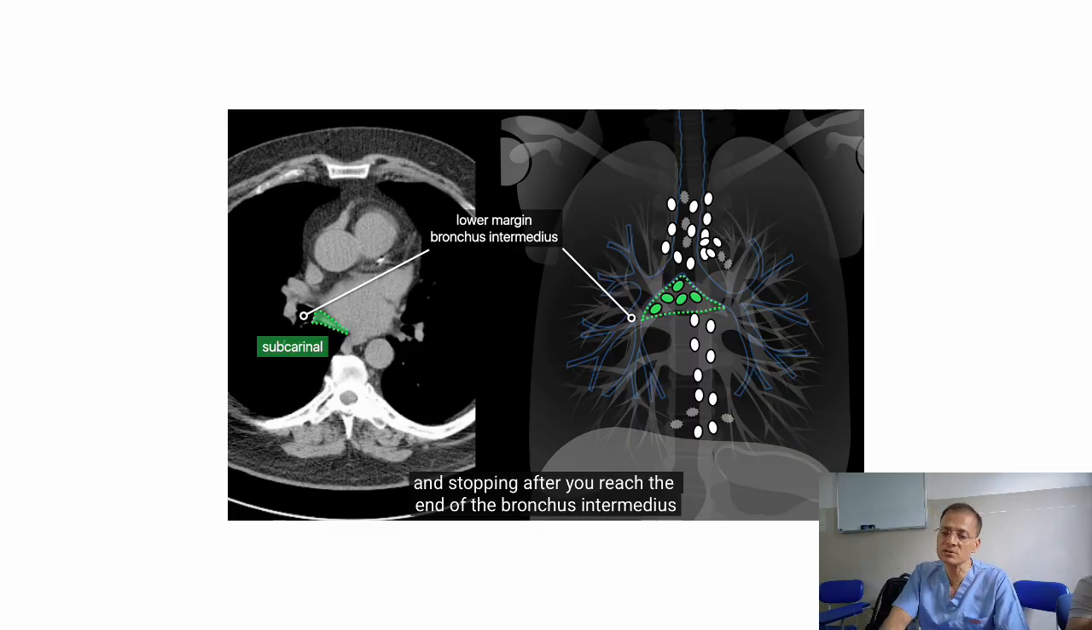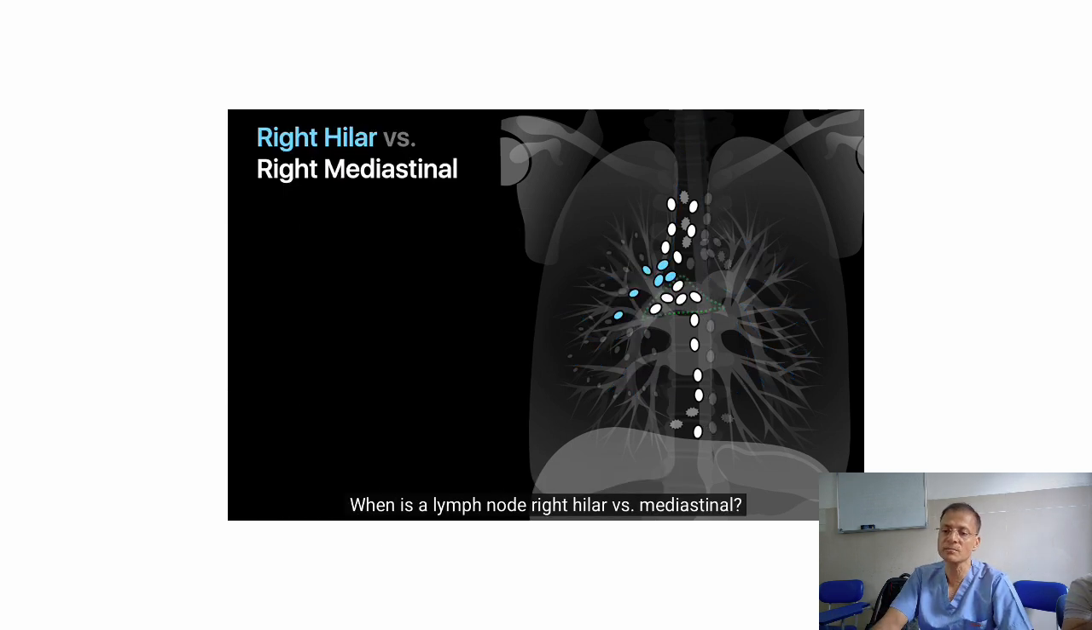So this subcarinal group lies along the medial side of the bronchus, right? With the 10R and 10L, they lie on the lateral aspect of the bronchus. So that is a little bit different from the subcarinal group. In that way, you can define the level 10 group of lymph nodes from the subcarinal.